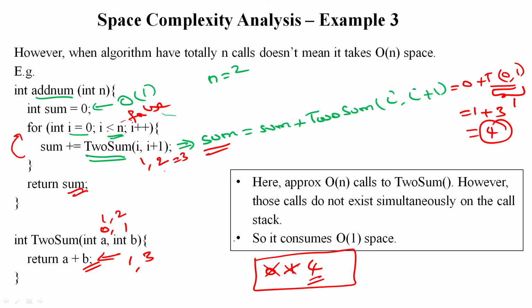So here the same memory location is used by this sum variable, so it is consuming order of 1 space. Approximately order of n calls to the sum, but those calls are consuming only the same memory location for the sum variable, so it is consuming order of 1 space. So with this, the space complexity session is over. Thank you.